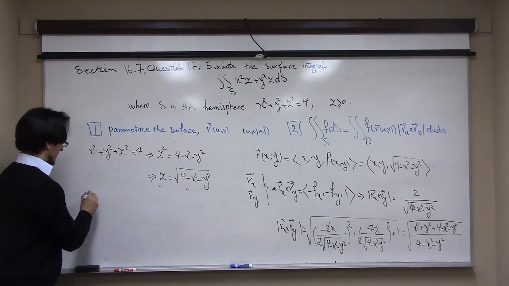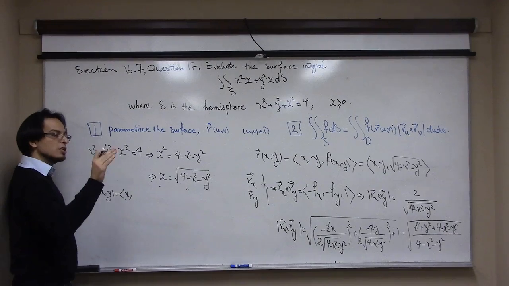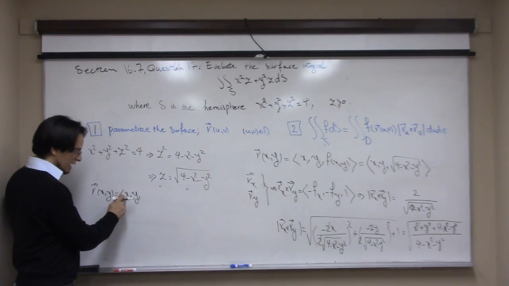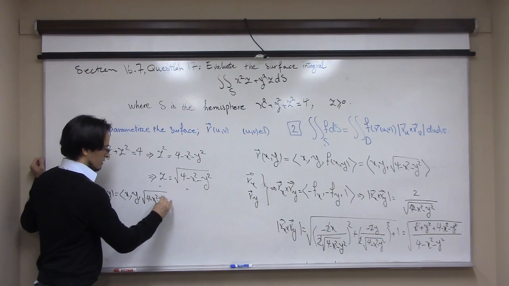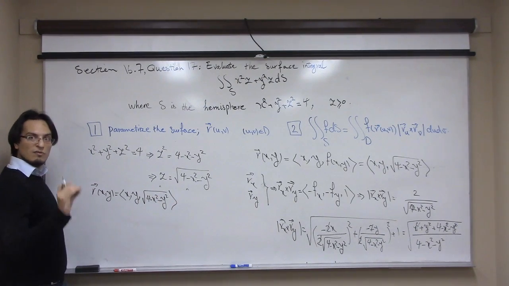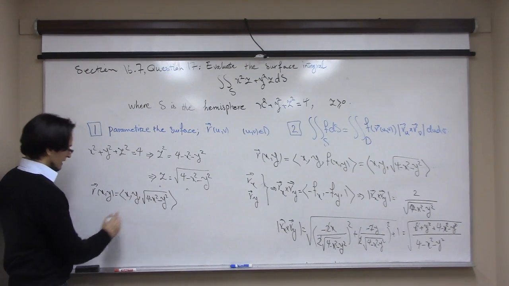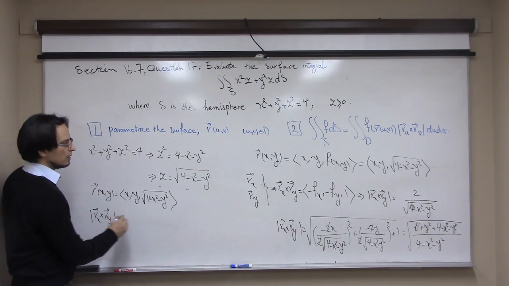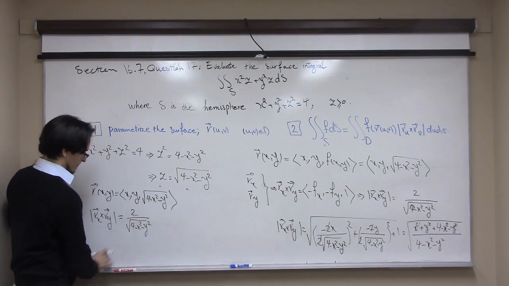What I need to keep is first the parameterization. Parameterization of the graph of a function is always like this. X is x, y is y, and then you have f of x, y. This is one very nice parameterization for the graph of a function. And then we found that our x cross our y is equal to 2 over the square root of 4 minus x squared minus y squared.